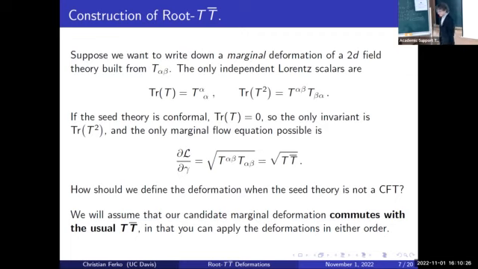Great. Now, the non-trivial question is, that's fine for a CFT, but what would you like to do if the theory is not a CFT? There are now 2 trace invariants that you have to combine in some way in order to get a marginal flow. And I'm not sure which principles to use a priori in order to choose one.